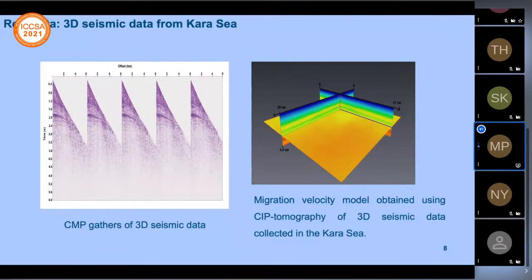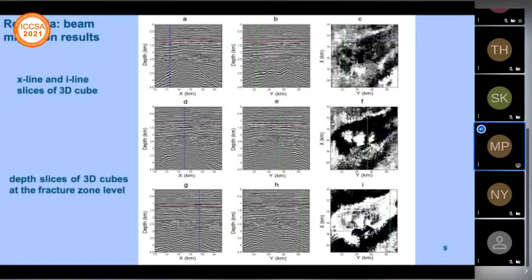I will show you an example. This is 3D seismic data from Cara C. On the left side, you see the real 3D seismic data after pre-processing, and on the right, you see the model that was obtained using this data and common image point tomography, which allows us to get a high quality model. In this model, we do the migration, and here you see the migration results.